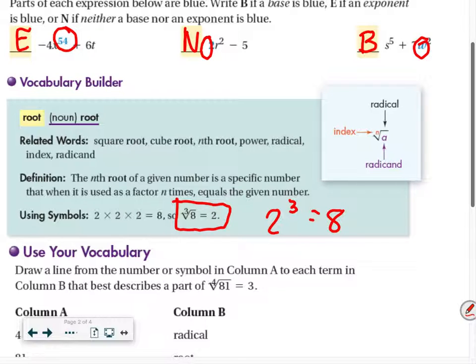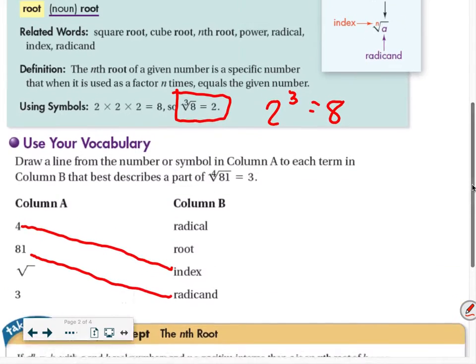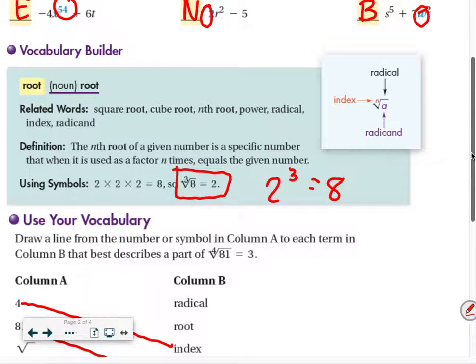Okay, questions on our vocab? Okay. Alright, so clarification. My 4 is called a what? Index. Sometimes I use small number because I'm lame, I don't know. My 81 is my radicand. Because they look like this. My symbol is a what? Radical.